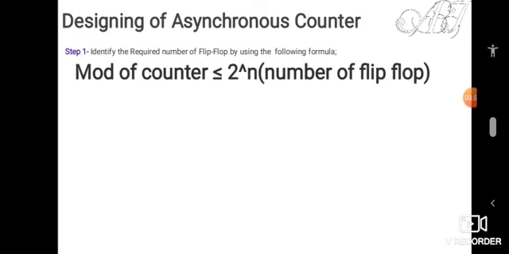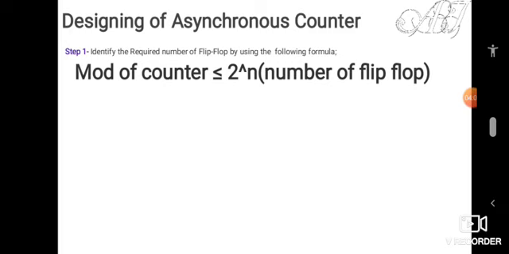So first we are going to talk about designing an asynchronous counter. There are a few important and basic steps. You should remember these. If you remember these steps, the designing of an asynchronous counter is very easy. Just follow the steps. First you have to identify the mode of counter. How will you do that? For that we have this formula: mode of counter should be less than or equal to 2 raised to the power n, where n is the number of flip-flops required.